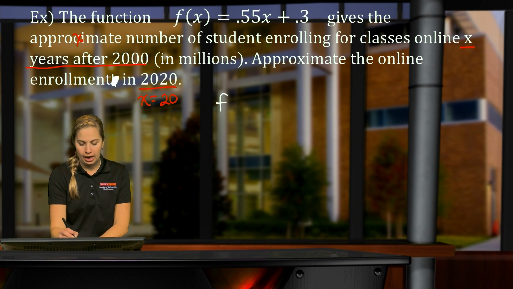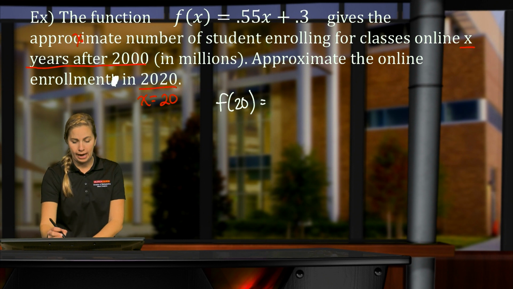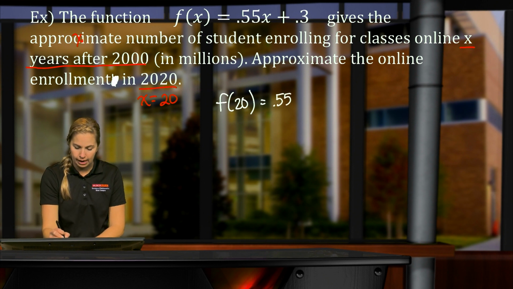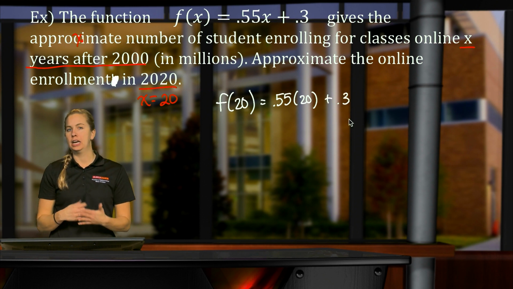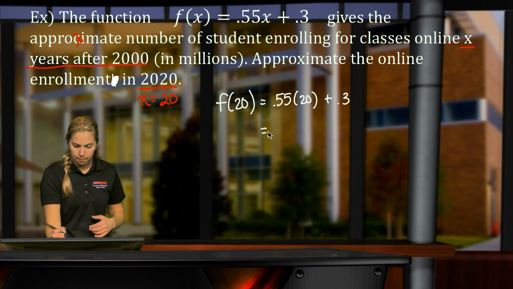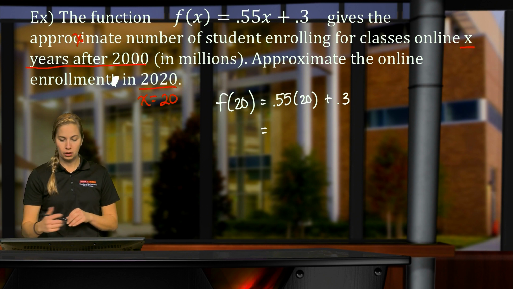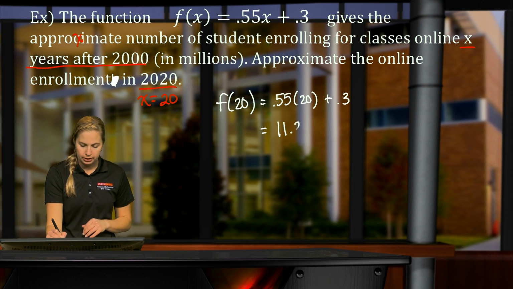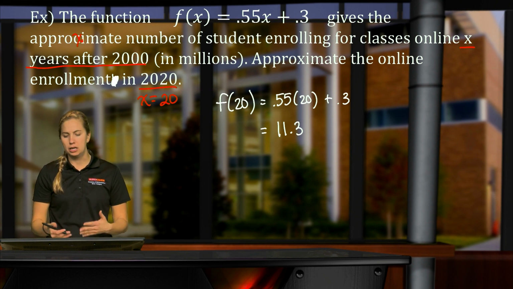So now we're finding f of 20. And again, that just means to substitute in 20 for x. 0.55 times 20 plus 0.3. Go ahead and grab your calculator. In a problem like this, it is acceptable to leave your answer as a decimal because there are decimals in the original equation. So take a second, type that in. We should get 11.3. Now we have to add some units to this because it's unclear what that means.